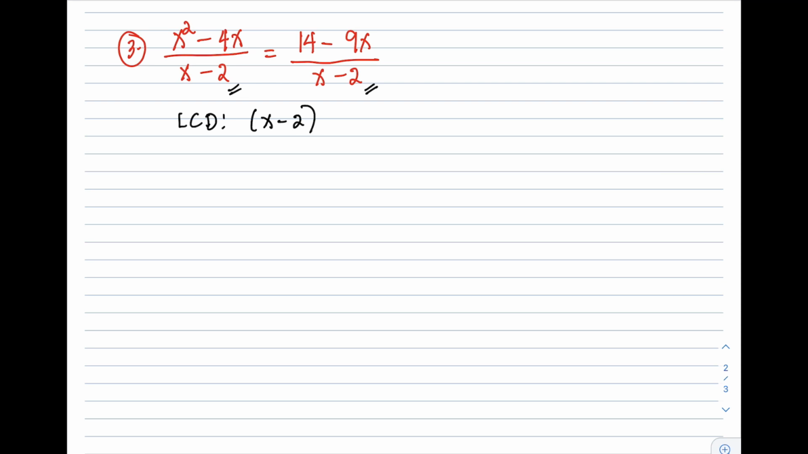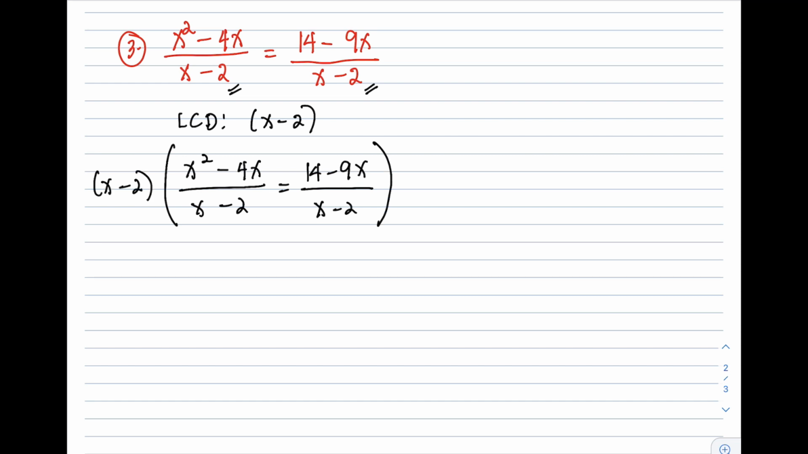Okay? Then we need to multiply each term of our equation by the LCD. So, dito, si 14 minus 9x over x minus 2 is multiply natin guys by x minus 2. Okay? So, dito makakancel yung ating denominator at yung ating LCD. So, we have x squared minus 4x equals 14 minus 9x. Then, ang ating resulting equation is a quadratic equation dahil meron tayong x squared dito sa left side.